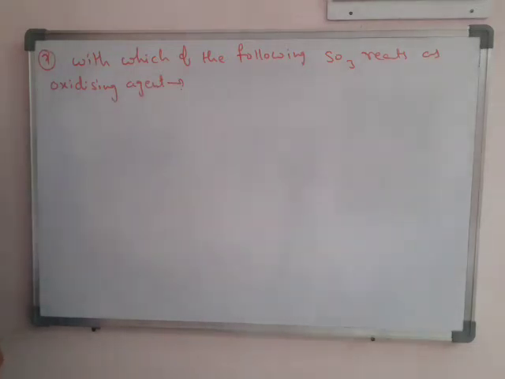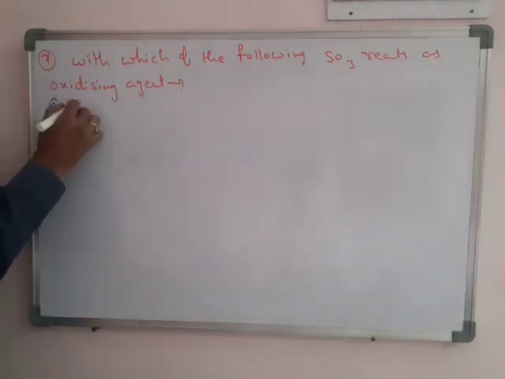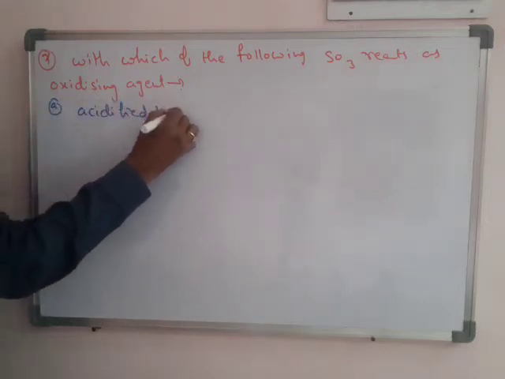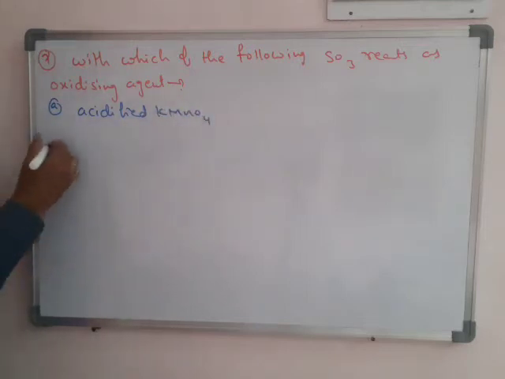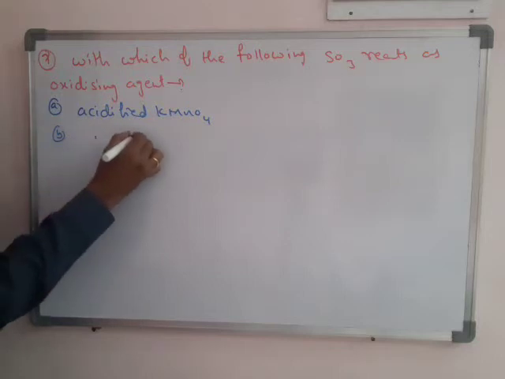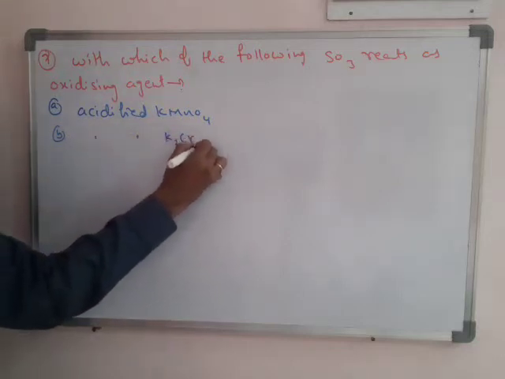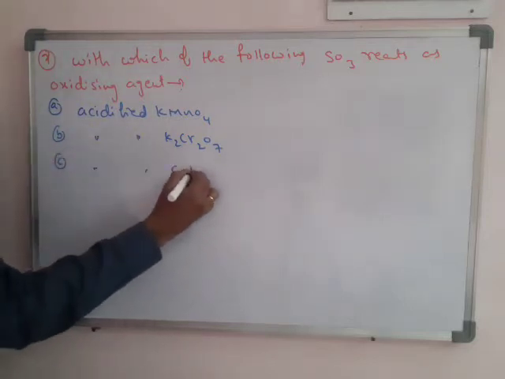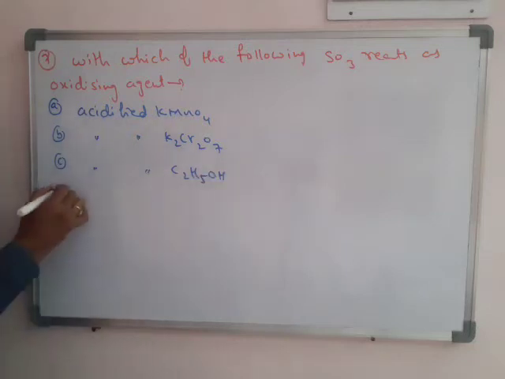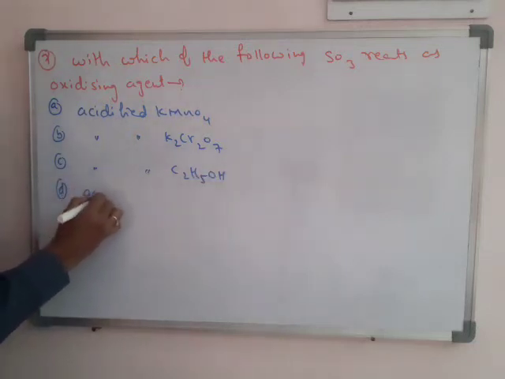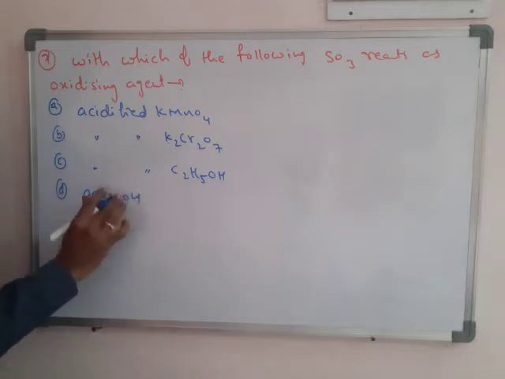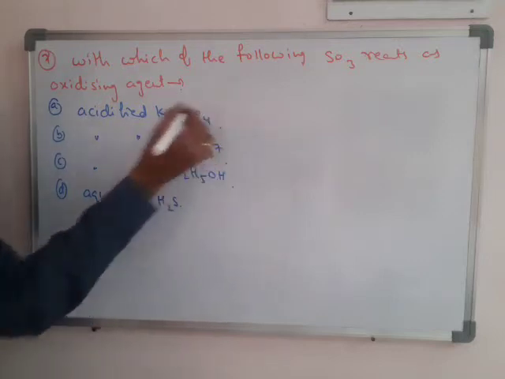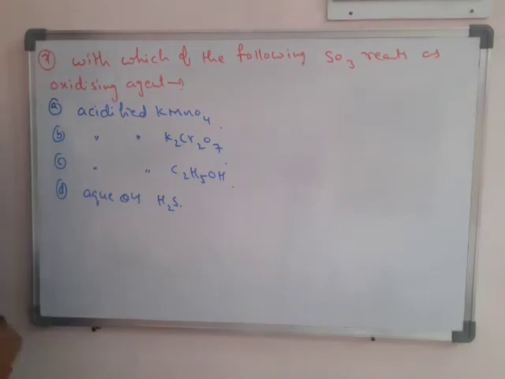So the options are given. Acidified potassium permanganate. Next, acidified potassium dichromate. Next, acidified ethyl alcohol. And the last one, aqueous hydrogen sulfide. So we have to compare that, check all the options.